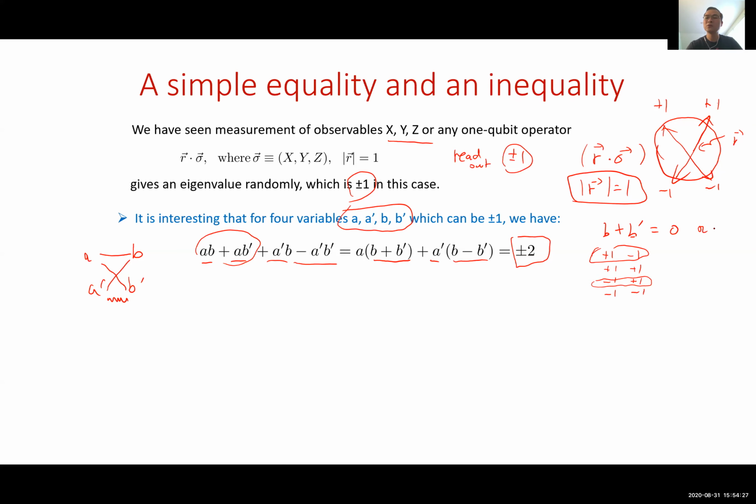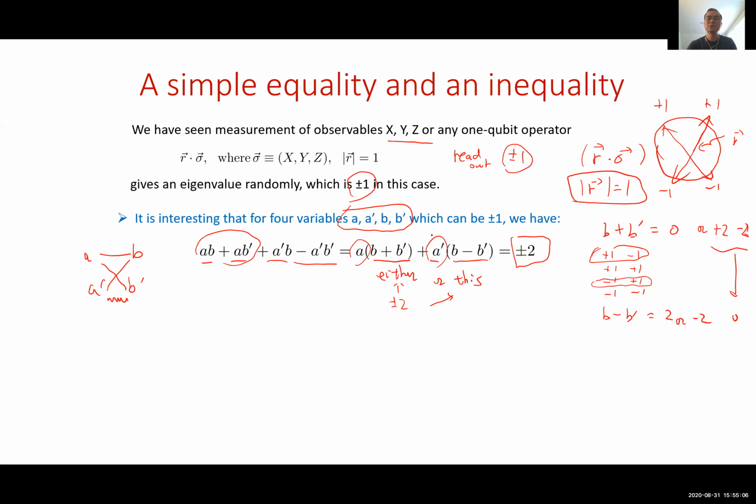Or it can add to plus 2 or minus 2. But when it adds to 0, B minus B prime is 2 or minus 2. And when B plus B prime is 2 or minus 2, it's 0, right? So that means it's either this or this. Basically, it's plus or minus 2, either way. And A can be plus 1 or minus 1.